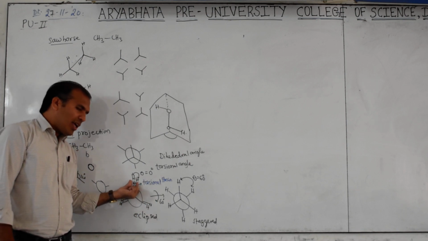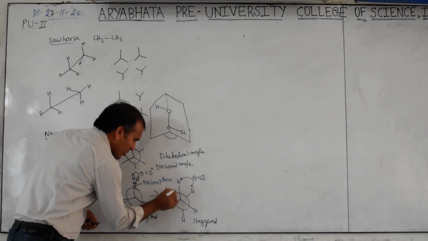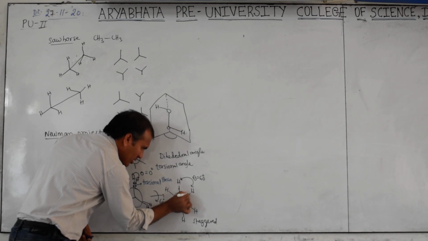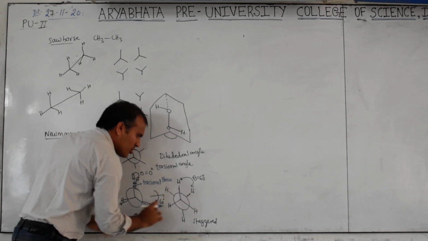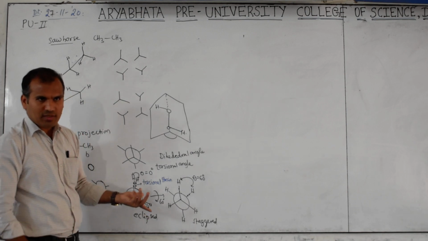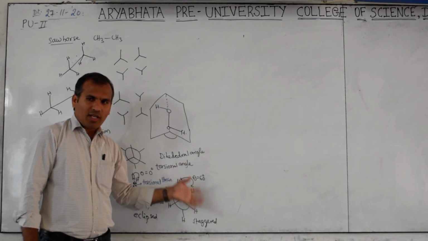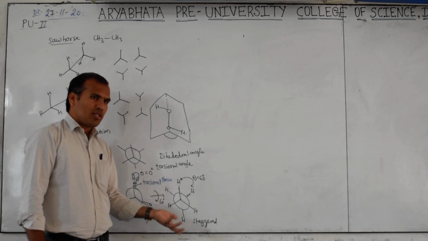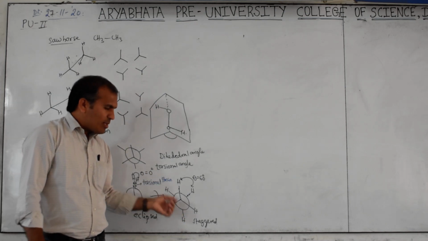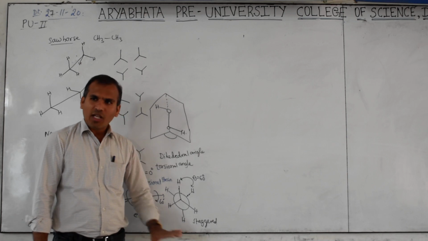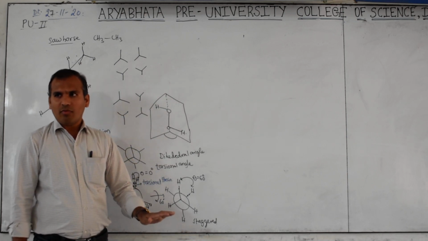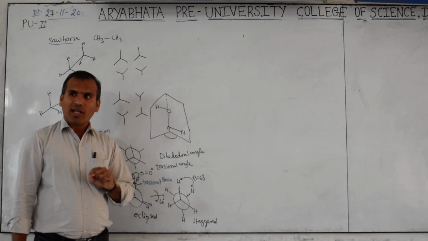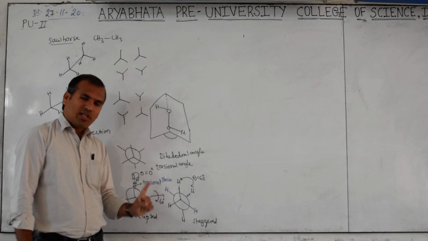There is more in the eclipsed form. Here also it is there, but these are separated by a 60-degree angle. Here less. So torsional strain here is very less. Here maximum. That is less stable. Here more stable. But another explanation is also given. It will not appear in our textbook, but if you read, maybe you may get it, I don't know. But another explanation is there.